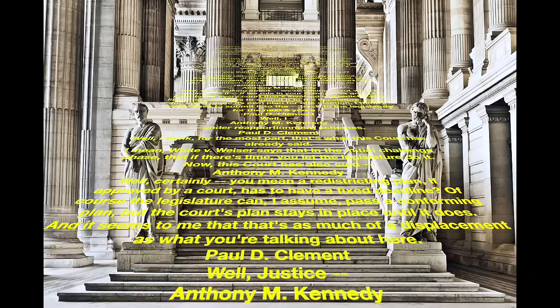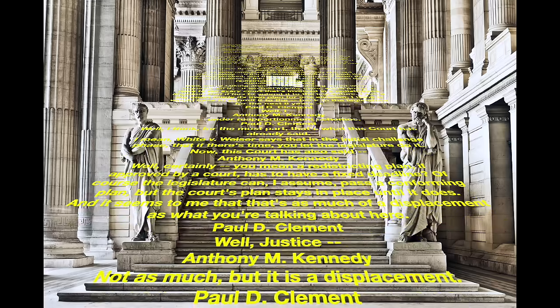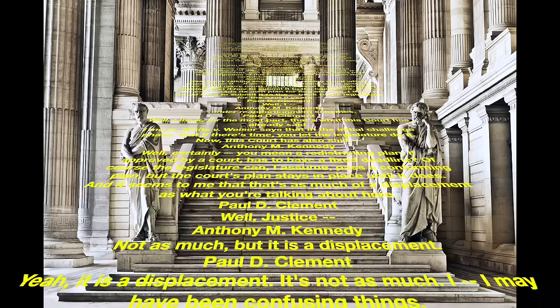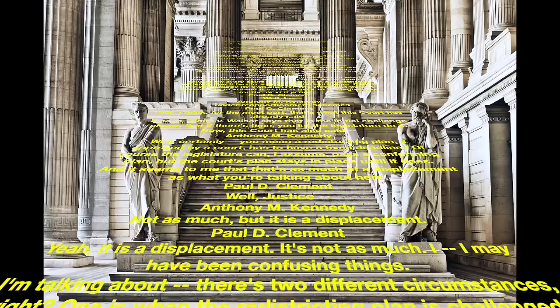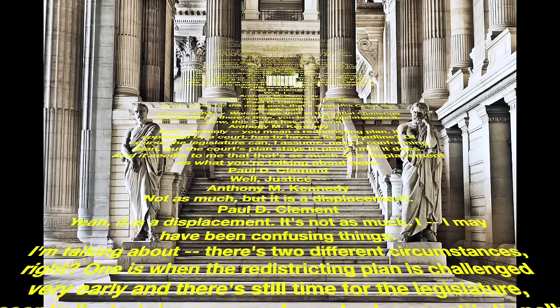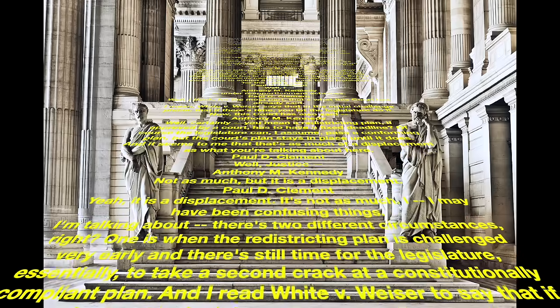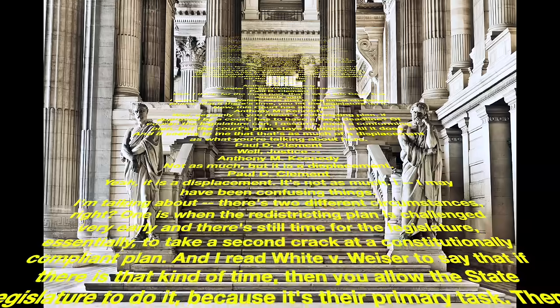I'm talking about two different circumstances, right? One is when the redistricting plan is challenged very early, and there's still time for the legislature essentially to take a second crack at a constitutionally compliant plan. And I read White v. Weiser to say that if there is that kind of time, then you allow the state legislature to do it because it's their primary task. Then the second question is there's not time, and then there is a judicial plan, and let's say the first cycle of elections takes place under the judicial plan.